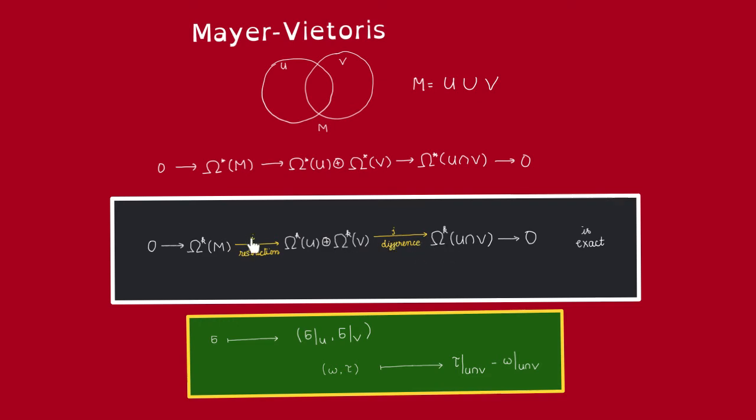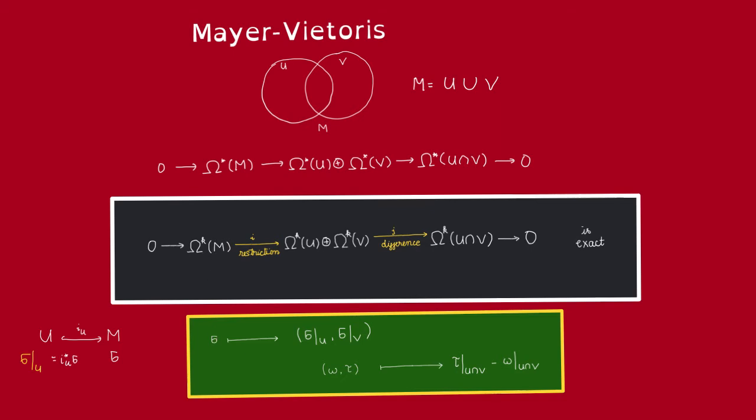Okay, so the first map i, we call this the restriction map. Given any k-form sigma on M, we just send it to its restriction to U and its restriction to V. Let's recall the definition of this restriction. We have an inclusion map from this open set U into M, and so we can define the restriction of sigma to U to be the pullback of sigma under this inclusion map. That's the definition of the restriction map, and we immediately see injectivity here, because if sigma restricts to 0 on U and 0 on V, then sigma itself must be the 0 form.